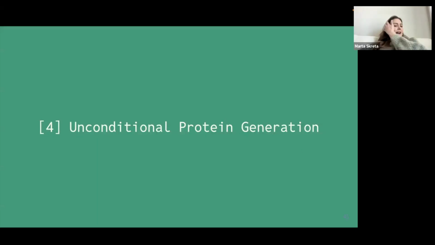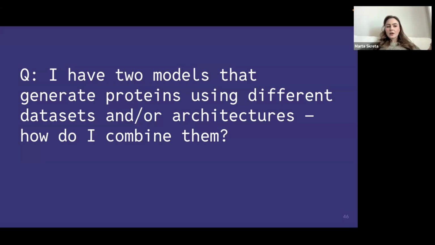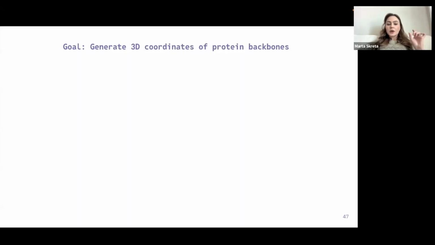Okay, and the last use case I want to talk about is unconditional protein generation. So I've given some use cases for AND, and now I want to talk about the use case for OR. So let's say I have two models that generate proteins using different data sets and/or different architectures. How do I combine them? For this, SuperDiff OR would be a really good thing to use. So we're looking at two, yeah, go ahead.